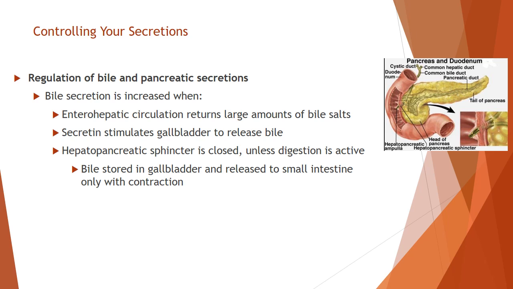This will affect the regulation of bile and pancreatic secretions, and that'll cause bile to be increased, unless digestion is active. If it's active, then it won't be increased. And so bile is stored in the gallbladder and released to the small intestine only when it's contracted to do so.